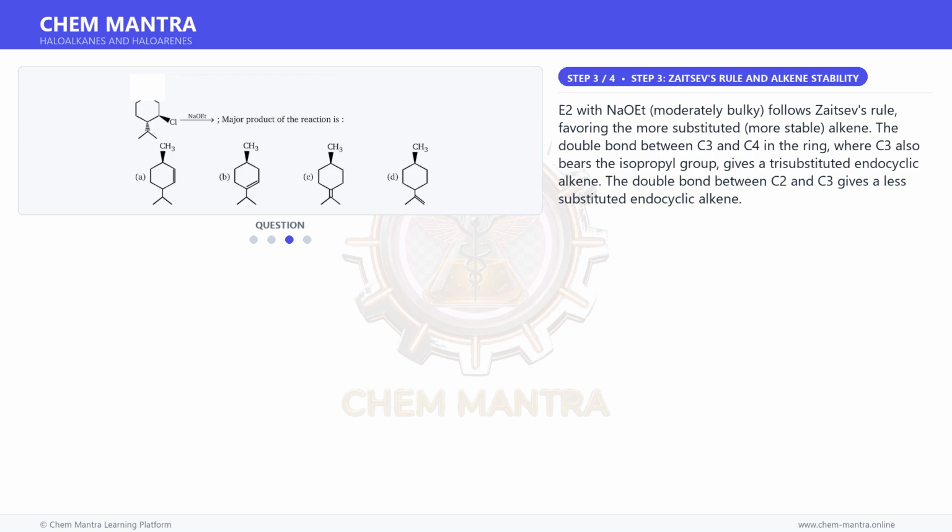Moving on to the next step. E2 with now it, moderately bulky, follows Zaitsev's rule, favoring the more substituted, more stable alkene. The double bond between C3 and C4 in the ring, where C3 also bears the isopropyl group, gives a trisubstituted endocyclic alkene. The double bond between C2 and C3 gives a less substituted endocyclic alkene.